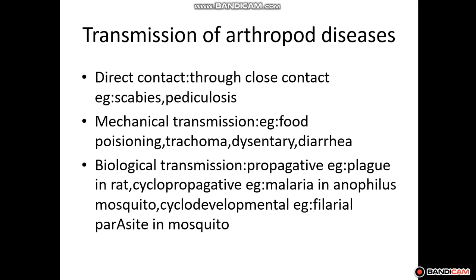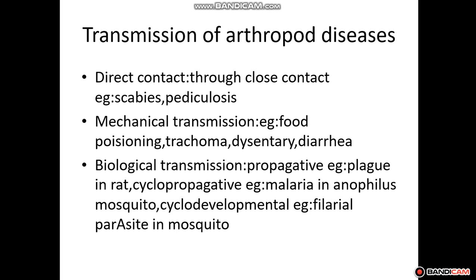Next is cyclopropagative. In this cyclopropagative, malaria is caused by the Anopheles mosquito. So this organism gets into the mosquito, and the mosquito injects this organism, causing malaria, into our body.